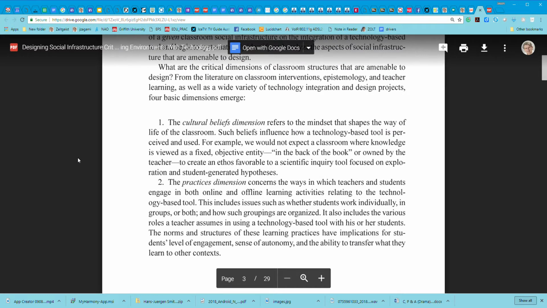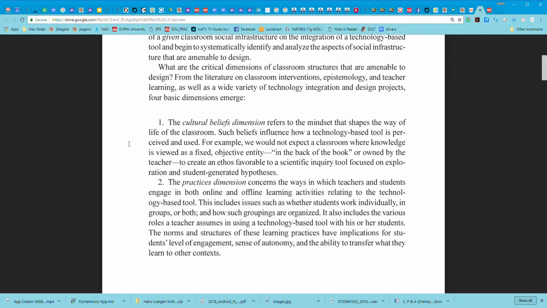And they create a number of dimensions. The cultural belief dimension, which is the mindset of how education works in that organization, and the beliefs about how technology can be useful or not useful in the way that learning occurs in an organization. So if everyone is just used to teachers standing up in front and presenting information and students copying that information down, that changes the way we consider how different technologies could be useful.